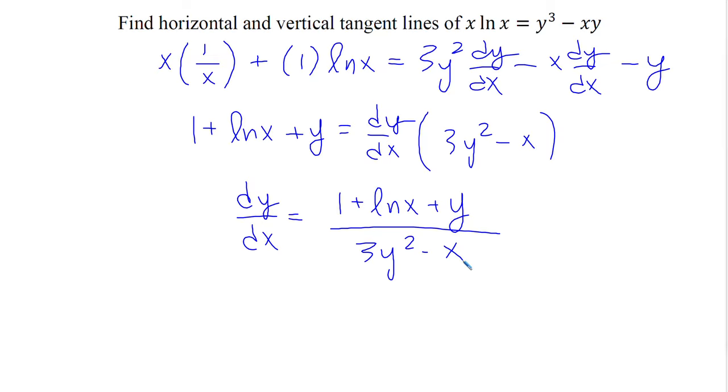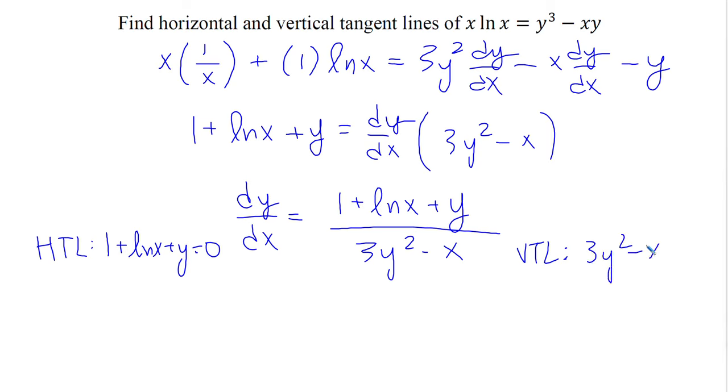So in order to find when this has horizontal tangent lines, the thing that we need to do is set our numerator equal to 0. And to find when it has vertical tangent lines, we need to set our denominator equal to 0. Right, because a slope of 0 is a horizontal line, and so if our derivative is 0, that means the slope of the tangent line is 0. And a vertical line has an undefined slope, so we set the denominator equal to 0 because that's what would make a fraction undefined, if its denominator is equal to 0.